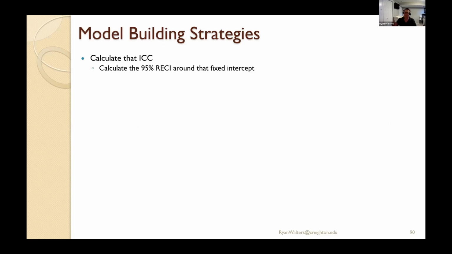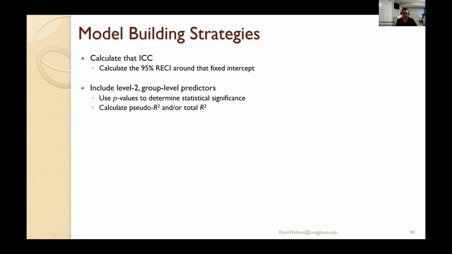The next step to that is put it back on the scale of the outcome. Take that fixed intercept, plus or minus 1.96 times the square root of that random intercept variance, and that's going to tell your reader where 95% of the group intercepts actually were. You're going to quantify that random intercept variance.